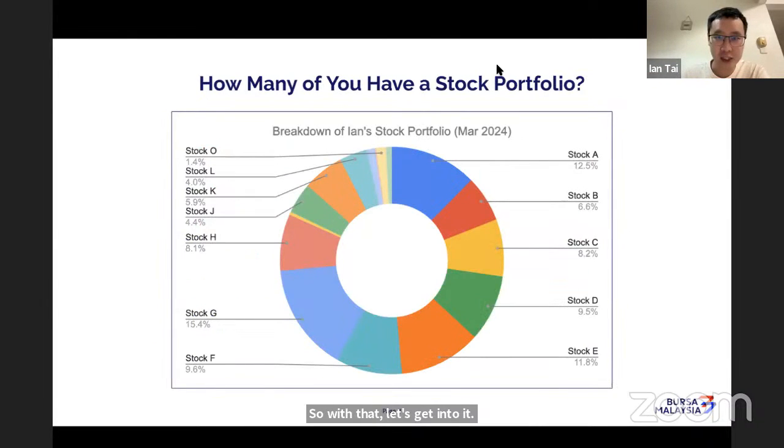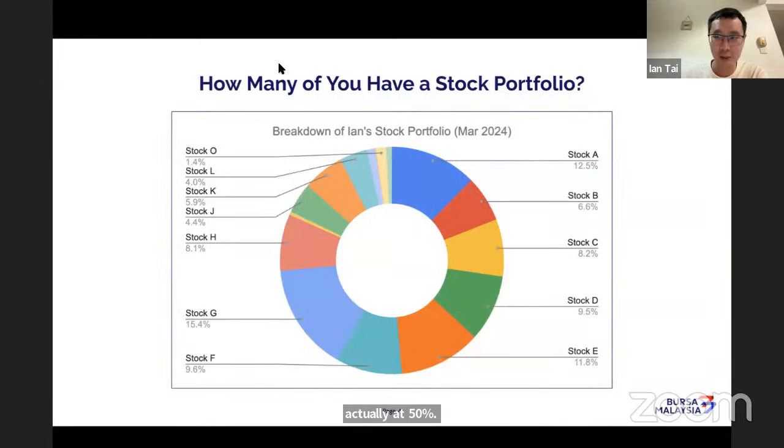Okay, so this is actually my own stock portfolio. I won't tell you the size of the portfolio. As you can see over here, there are roughly around 15 or 16 stocks. These are my top 5 holdings, 1, 2, 3, 4, 5, whereby most of my stocks, when it comes to weightage, none of them is quite substantial. The highest is stock G, at 15%. But all these are quite trivial.